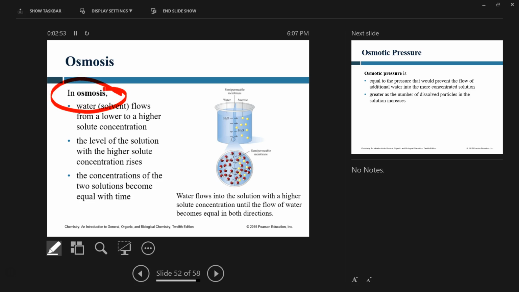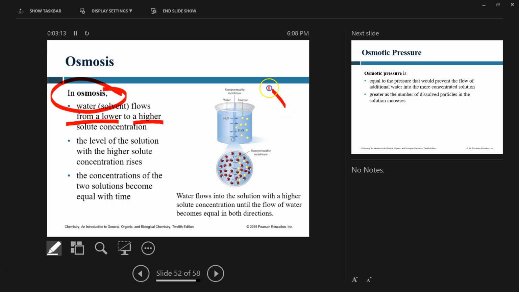So basically, the definition of osmosis is the flow of water from the area with a lower concentration of the solute to the area with a higher concentration of the solute. Okay. Basically, osmosis is an example of water diffusion.